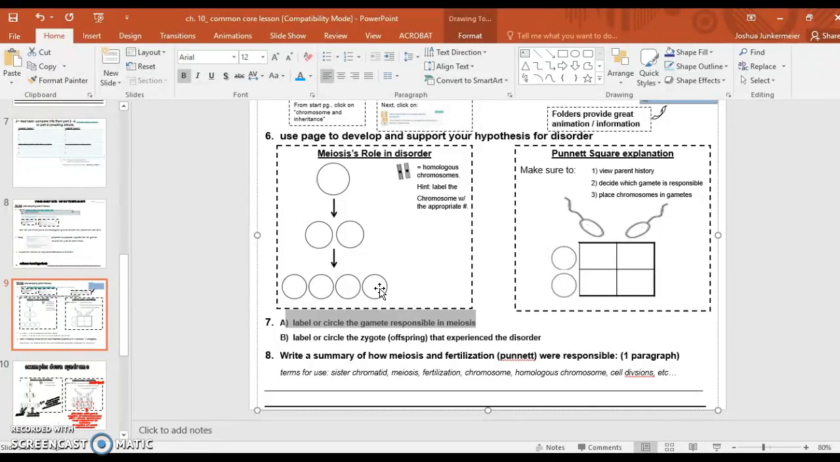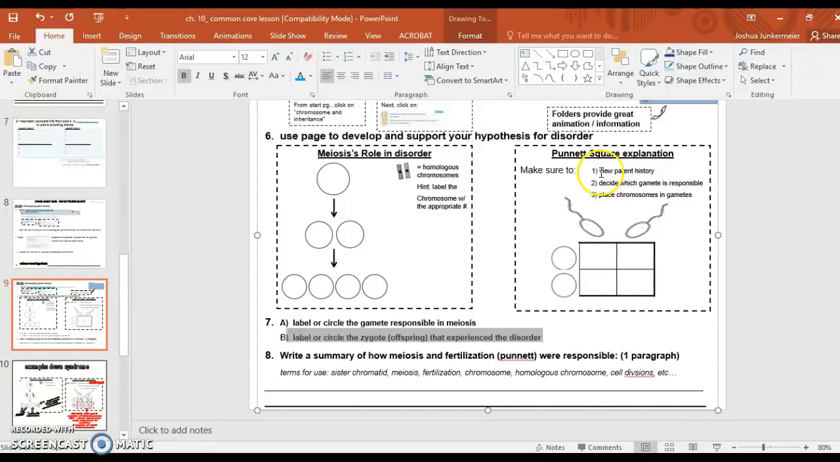All right, once you do that, it says label and circle the zygote offspring that experienced the disorder. Okay, part B we haven't got to yet. That's the part where we create a simple Punnett square, just a 4-box Punnett square, nothing too complicated, and we would eventually circle which offspring has the syndrome. And you may have more than one. You may need to circle more than one.